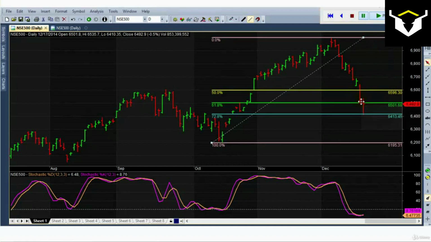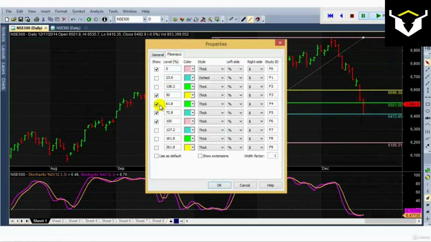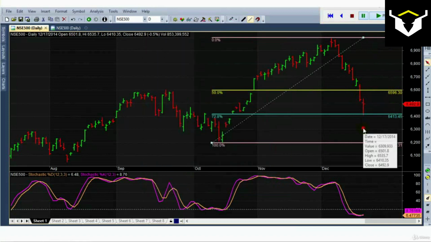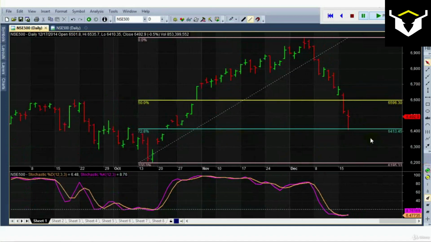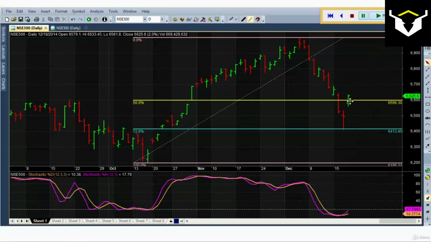Remove 61.8 so that we can see it clearly. You can see prices hit 72.8 and recovered strongly, suggesting that 72.8 is acting as a support. That is, prices found support at 64, not at 65. Nonetheless, as of the last bar, the stochastic oscillator has given a positive crossover, suggesting if prices trade above this level tomorrow, we can go long. Let's add some bars, and there you go.